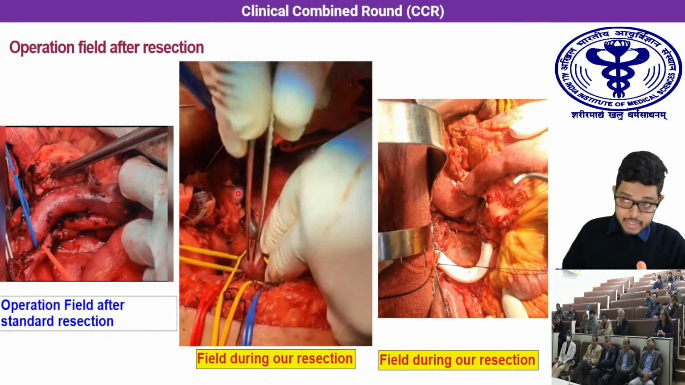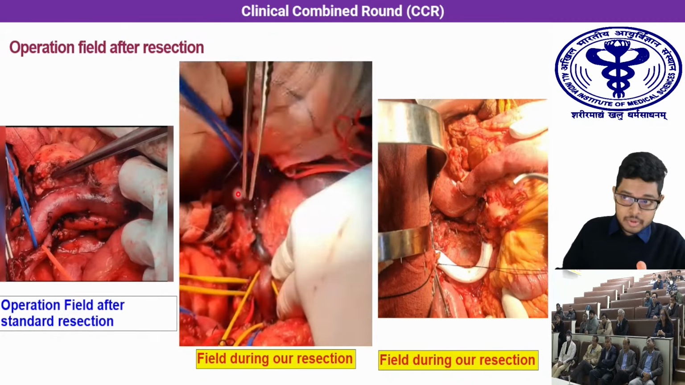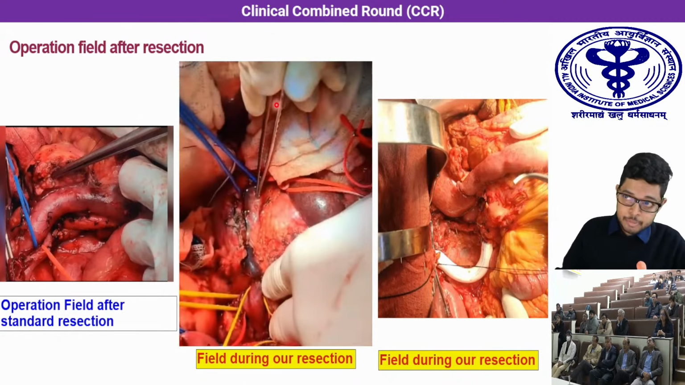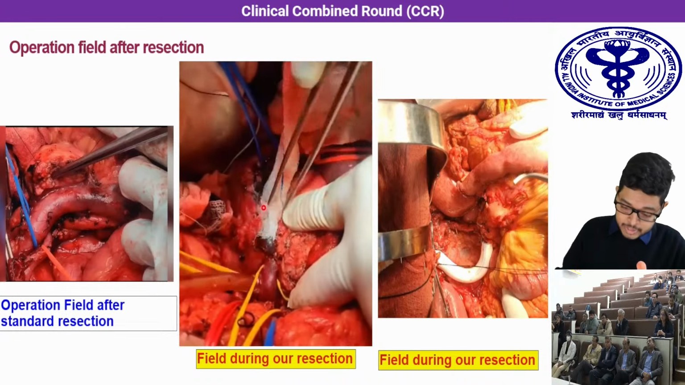So coming to our case, we had three problems with the field of surgery. One is there was diffuse fibrosis around a huge tumor, and the patient had undergone chemotherapy. Second, there was the presence of huge collaterals. So we had to decompress these collaterals.